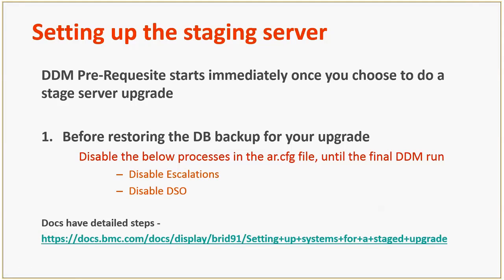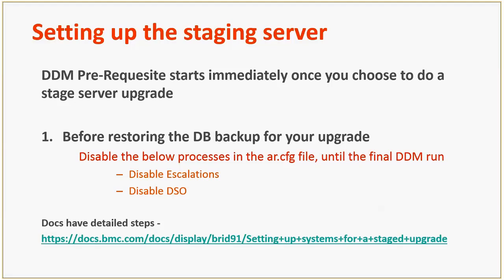As part of the process of setting up your staging server, it doesn't matter if you're setting up your staging server for your dev, QA, pre-prod, or prod staging server. You always have to make sure that you turn off certain processes before you even start your upgrade, right? So the prerequisites for DDM start right from the day you decide you're going to do a staged server upgrade. So before you even restore your DB backup, you disable escalations and DSO, if you're using DSO in the configuration.